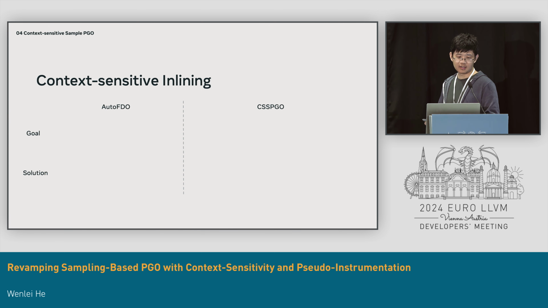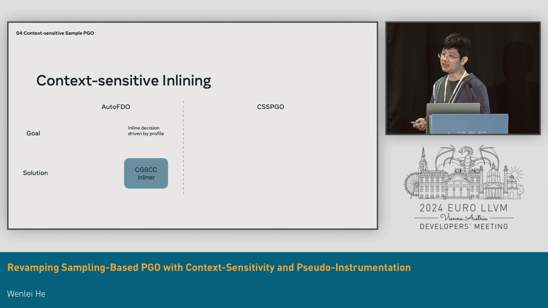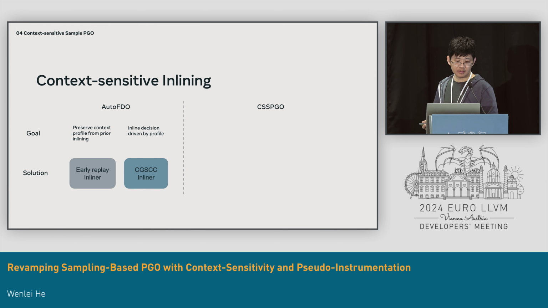Okay, so let's now zoom out a little bit and look at the summary comparison between the inlining strategy between AutoFDO and CSSPGO. For existing AutoFDO, we want the inlining to be driven by profile. So we have the CGSCC inliner, which is the main inliner that does that, but it doesn't support specialization. We want to preserve some context that's carried from previous inlining. So we have an early replay inliner that does that.